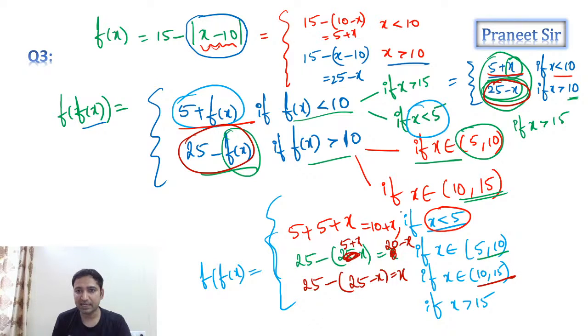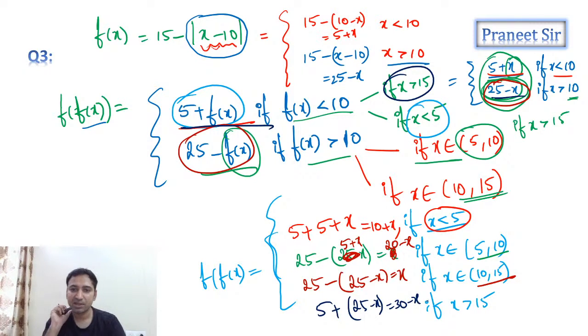Right. Now, the last case, guys: x greater than 15. We should take 5 plus f of x. But what is f of x? When x is greater than 15, we should take 25 minus x, so it equals 30 minus x. So with this, we can draw the graph, guys: 10 plus x, 20 minus x, x, 30 minus x.